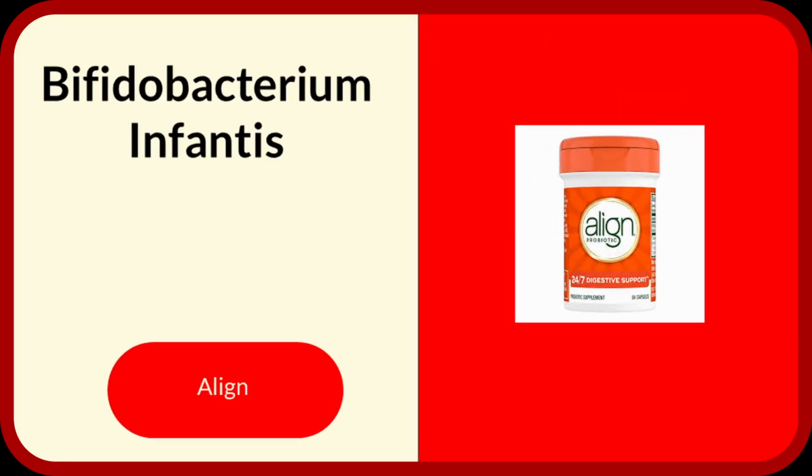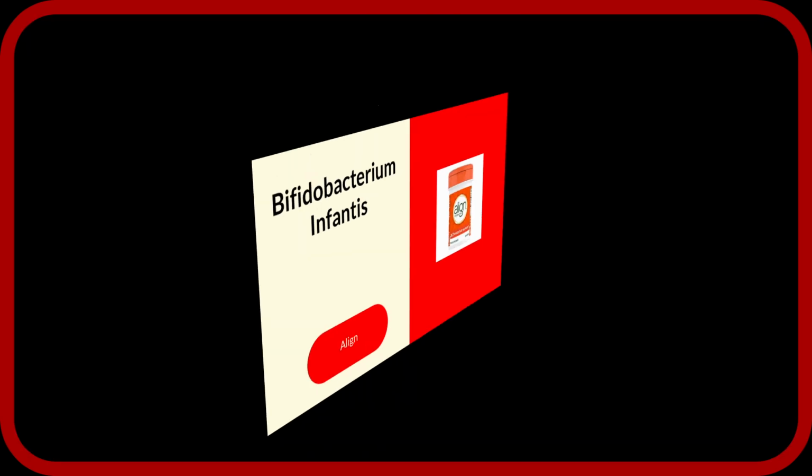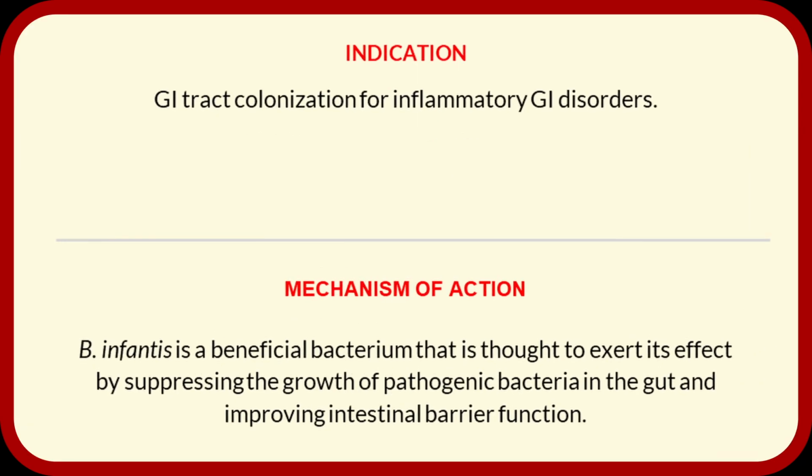And finally, for GI, we have probiotics. Bifidobacterium infantis, with the brand name Align, is used for GI tract colonization for inflammatory GI disorders. B. infantis is a beneficial bacterium that is thought to exert its effect by suppressing the growth of pathogenic bacteria in the gut and improving intestinal barrier function.